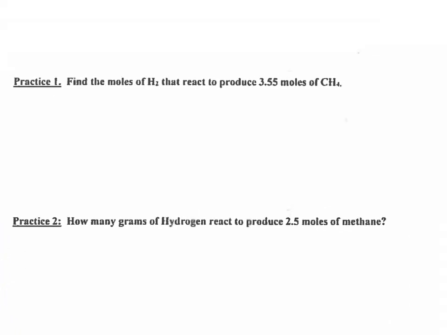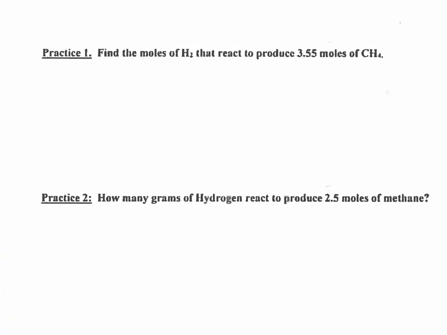All right, so on the top right, practice problem number 1, it says find the moles of hydrogen gas that react to produce 3.55 moles of CH4. Okay, so I'm going to rewrite the equation so I don't have to keep going back and forth. It was carbon plus 2 molecules of hydrogen produces CH4. Now let's just double check that it's balanced. I got 1 carbon, 1 carbon, 4 hydrogens, so it is balanced. So my coefficients are 1 carbon, 2 hydrogens, and 1 methane.